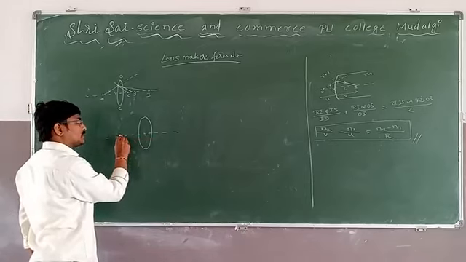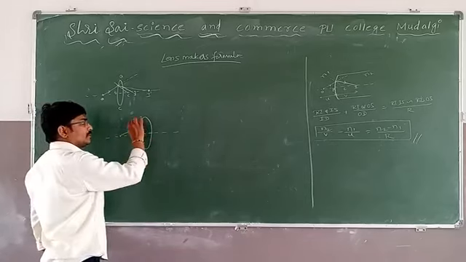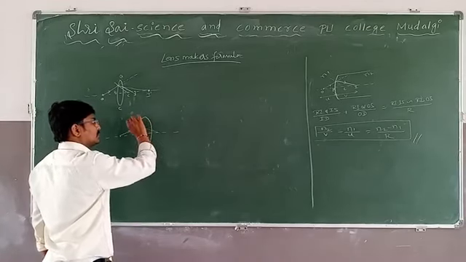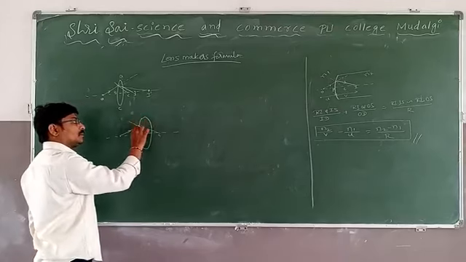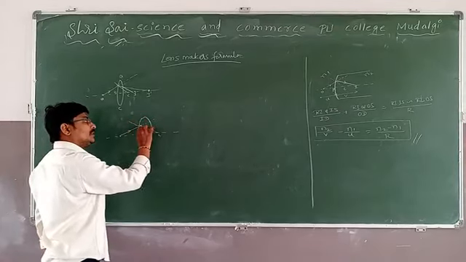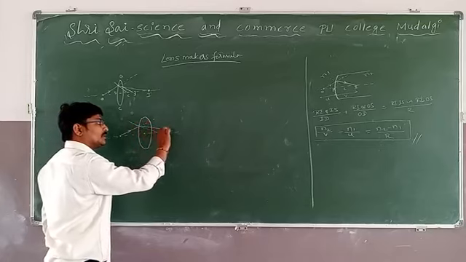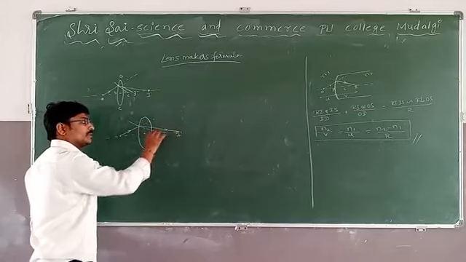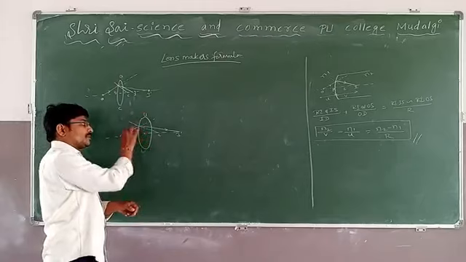Light from the object is incident like this. Where is the normal? The normal is here. Instead of moving in this way, the light bends and moves in this way. It bends and moves in this way because of this ABC surface.